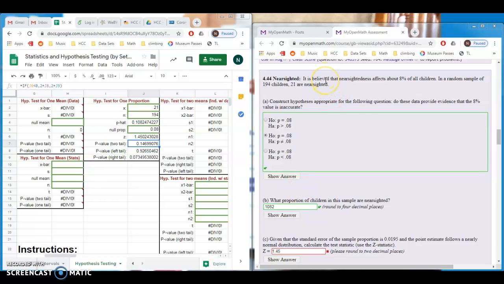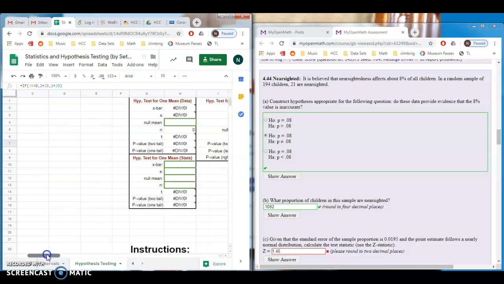So let's go ahead and do this problem 4.44. It is believed that nearsightedness affects 8% of all children. In a random sample of 194 children, 21 are nearsighted. So this is our first hypothesis test we're looking at.